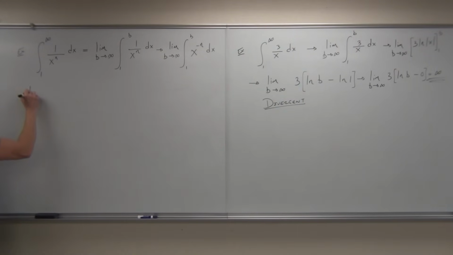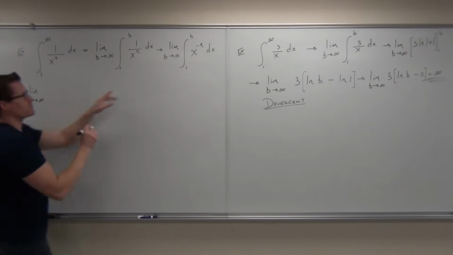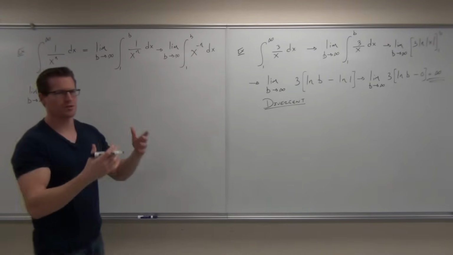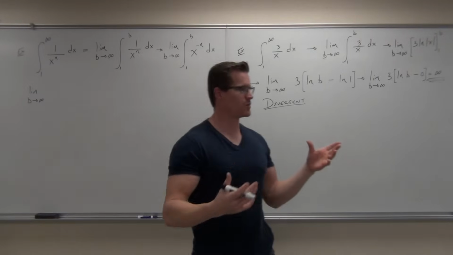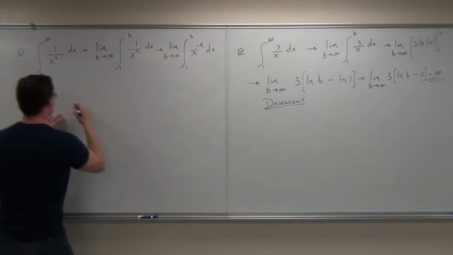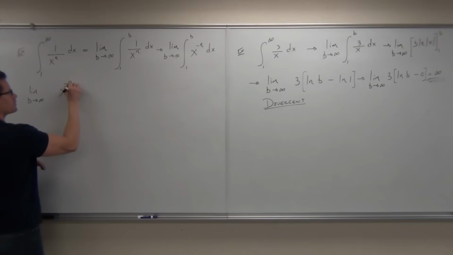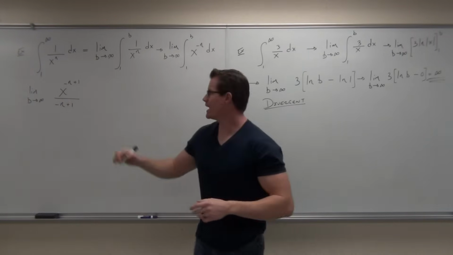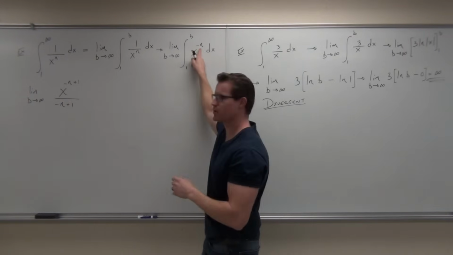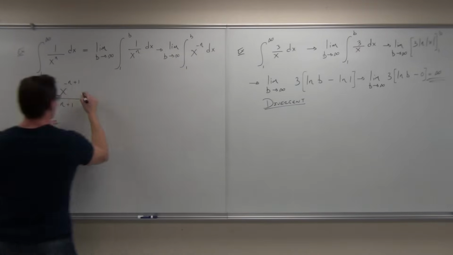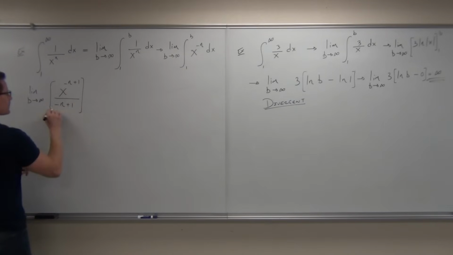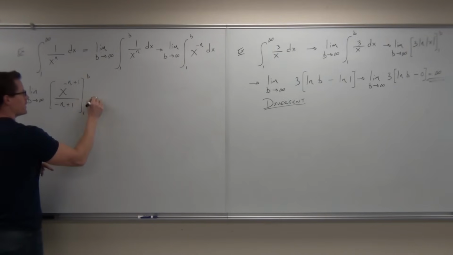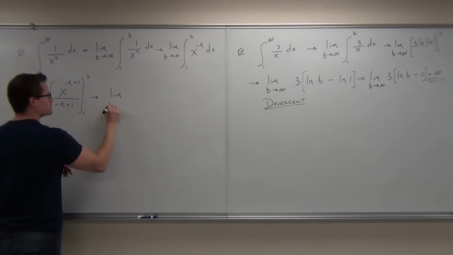If we do this, we'll get a limit as b approaches infinity of, when we do this integral, what do you do with like x to the third, or x to the negative third would be a better example? You add 1. So this would be x to the negative n plus 1. That's exactly what we do. We add 1 to the power, divide by the new power, so we do that all the time. And then we evaluate it from 1 to b. Well, if we evaluate it from 1 to b, we have a limit as b approaches infinity.